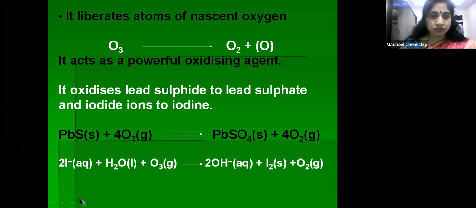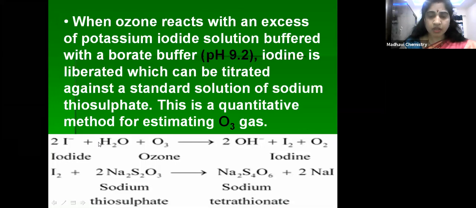Next, coming to the quantitative estimation of ozone. How to estimate ozone quantitatively, children? We can estimate how much ozone is present. Okay, so this is the method.